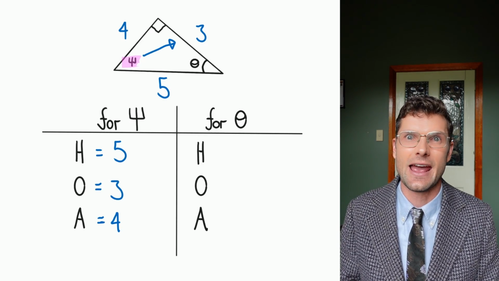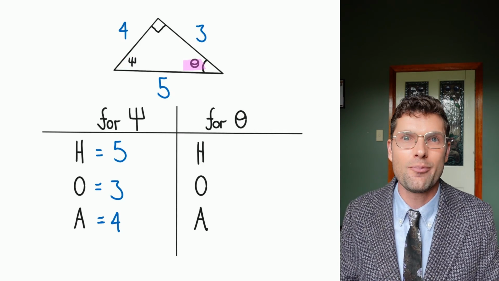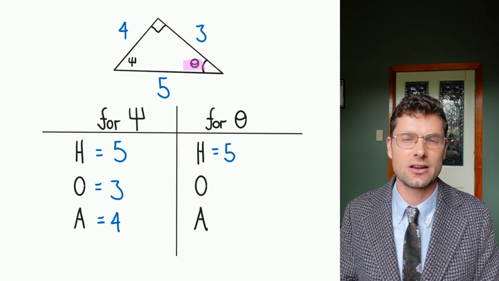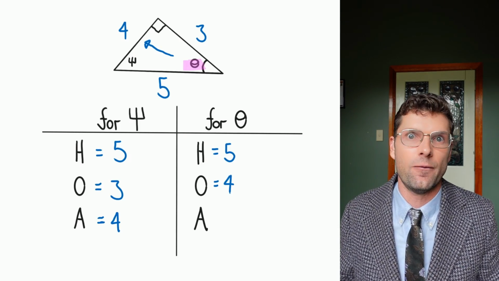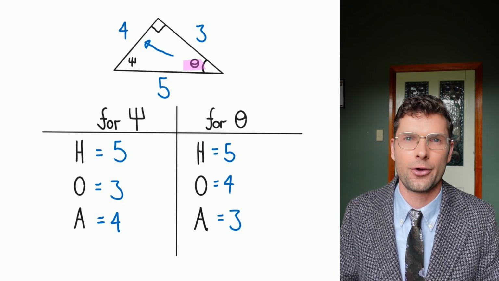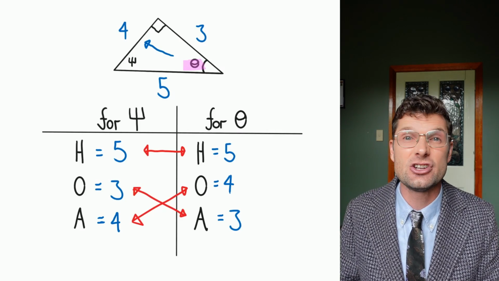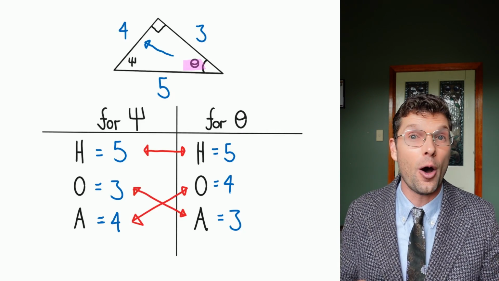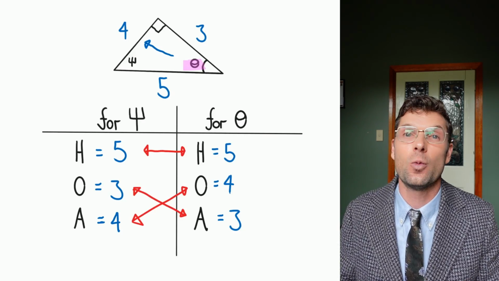So still pretty easy. Now we're going to do the exact same thing for our other angle. The hypotenuse is still 5, it's still the longest side, but this time all the way on the other side, or the opposite side, is the 4. And then our adjacent one, the one that's attached to this angle, is the 3. So you can see here that the hypotenuse remains the same no matter which angle we're looking at. It's the opposite and adjacents that switch based on where the angle is within the triangle.